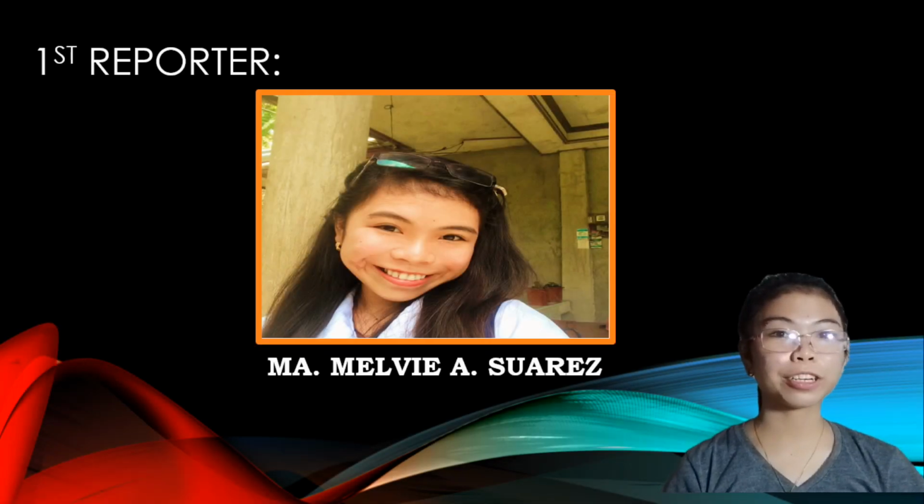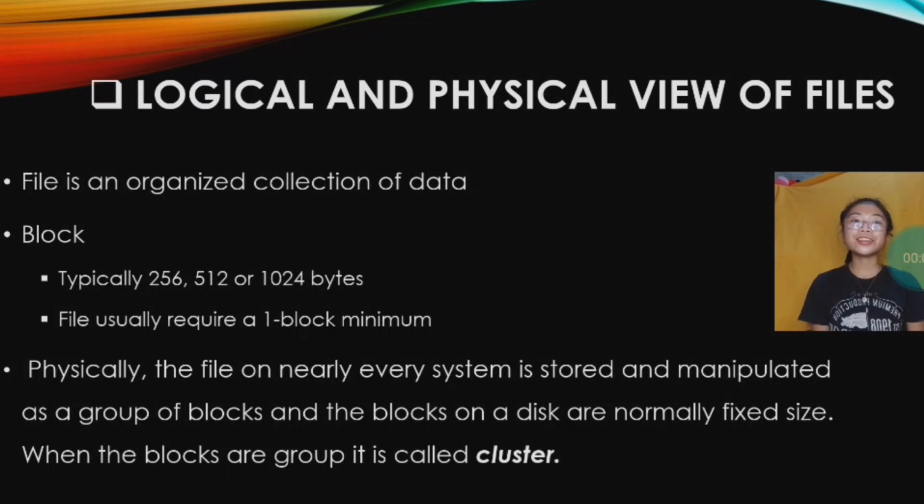So the first reporter that will discuss the logical and physical view of files will be yours truly. Logical and physical view of files. A file is an organized collection of data, and a block is typically 256, 512 or 1024 bytes. Files usually require a one block minimum. Physically, the file on nearly every system is stored and manipulated as a group of blocks that normally have fixed size, and when the blocks are grouped, it is called a cluster.